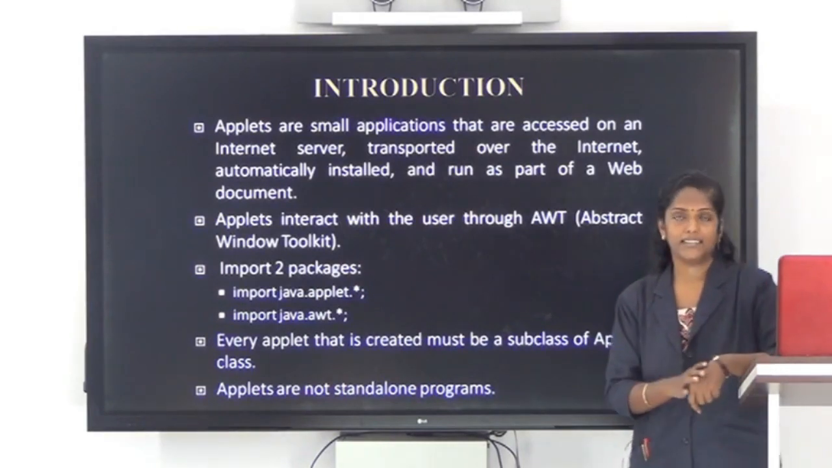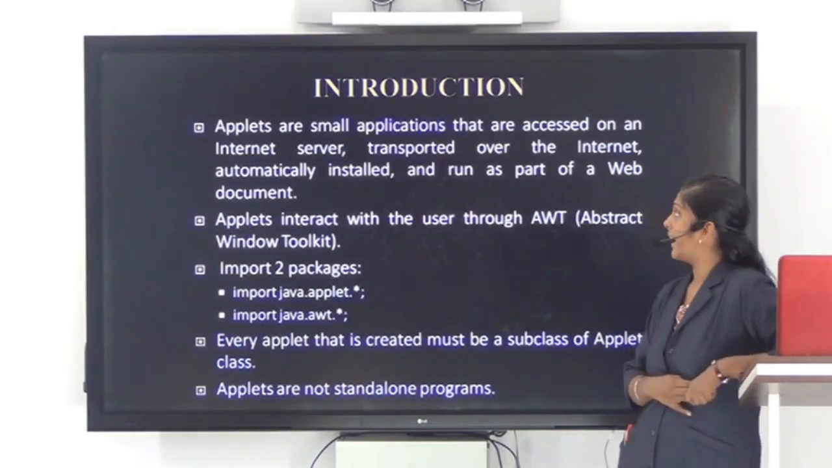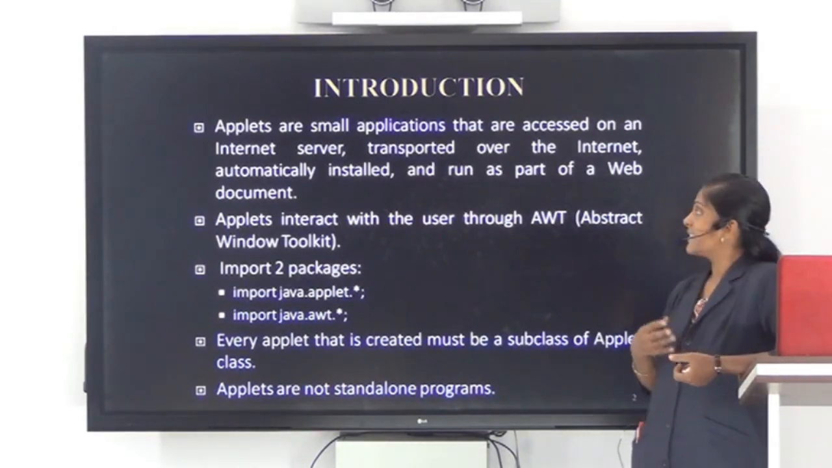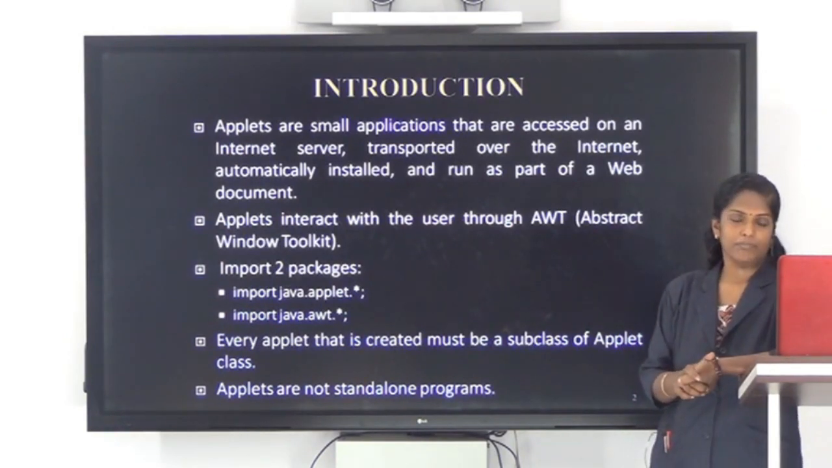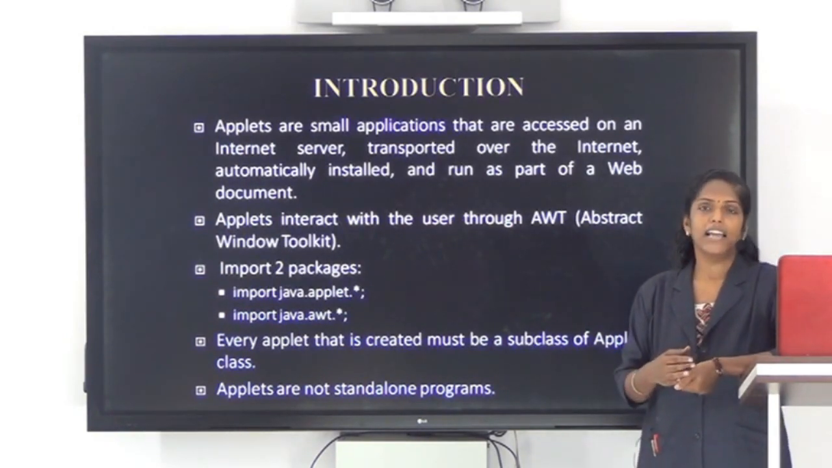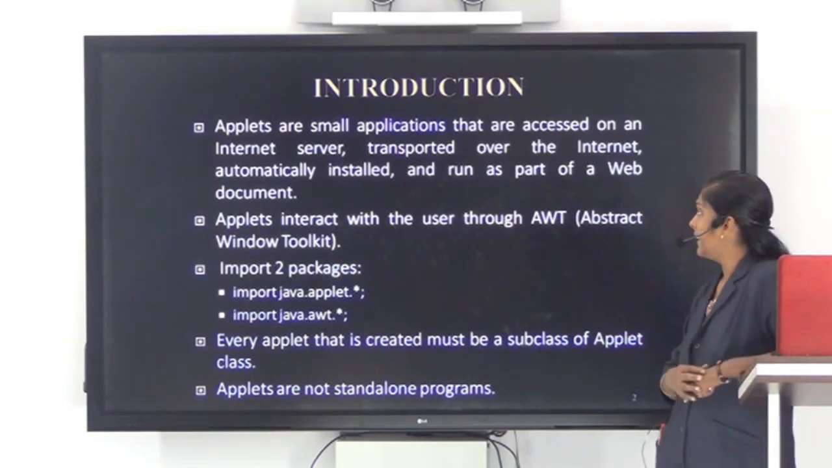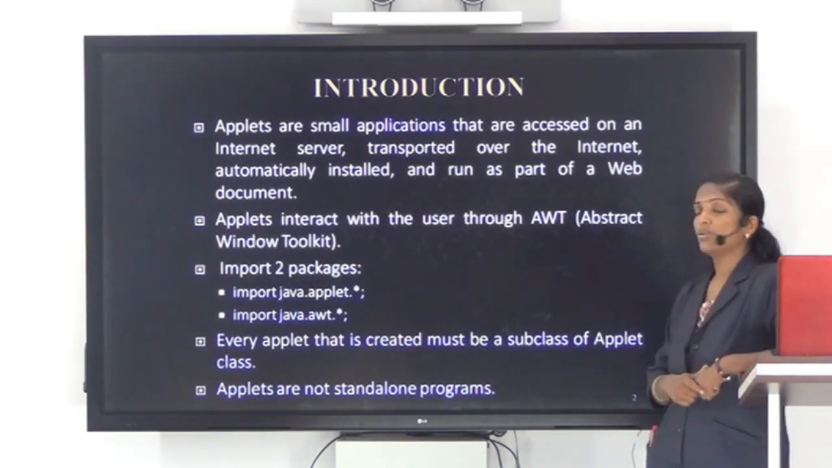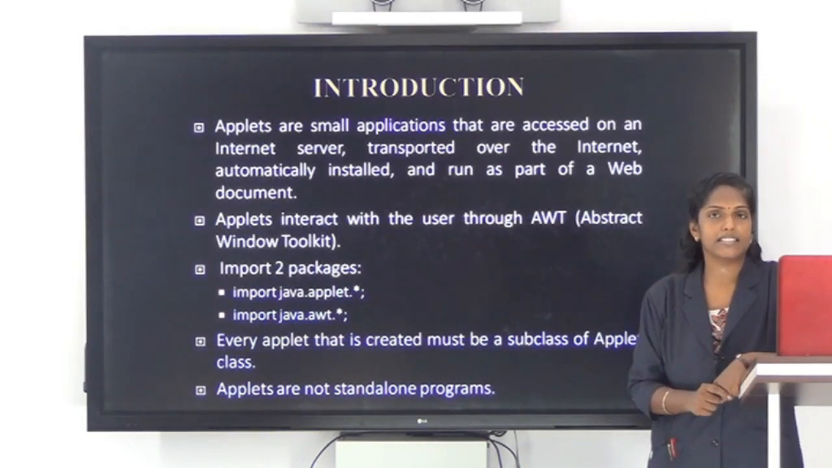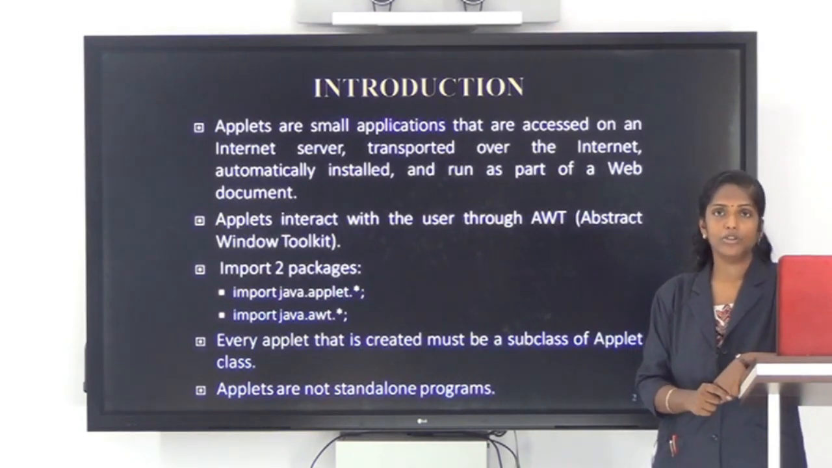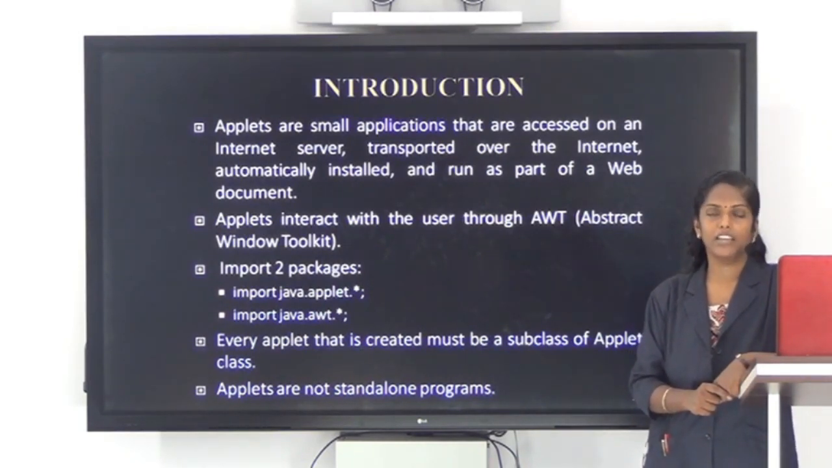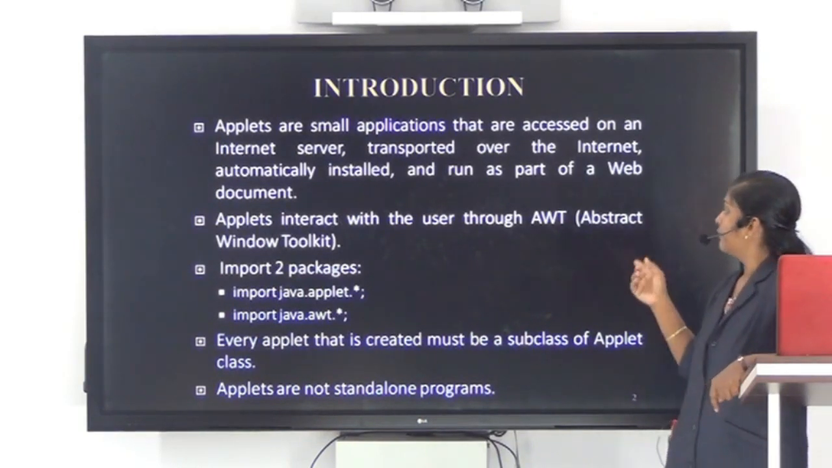So what is an applet? An applet is a small Java program that is embedded inside a web page. It is automatically installed and run as part of a web document. These applets interact with the user through AWT. AWT stands for Abstract Window Toolkit or Abstract Windowing Toolkit.